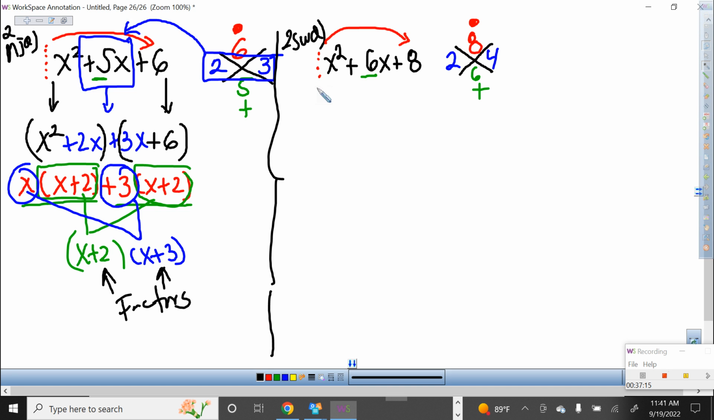Rewrite it, yeah? Bring down the x squared. Bring down the last term. And the middle term, instead of writing 6x, what do I write, everyone? 2x and 4x. So I write 2x plus 4x.